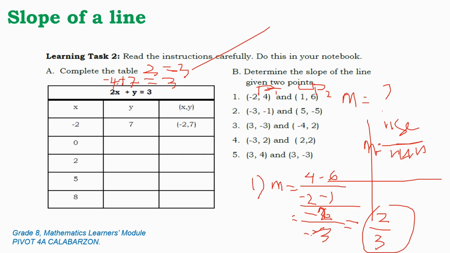So, that's why we have 0. You need 3. So if x is 0, 2 times 0 is 0, then plus 3. So 3 equals 3. The pair is 0 and 3. The other pairs, I leave to you.